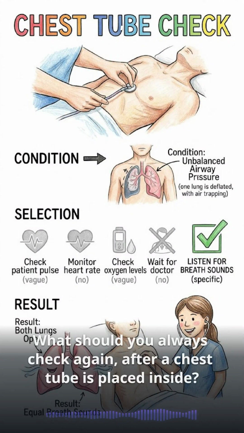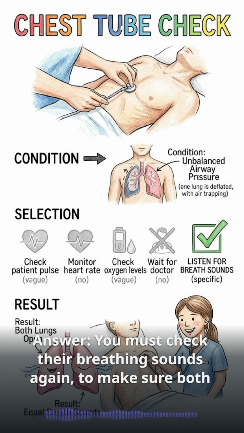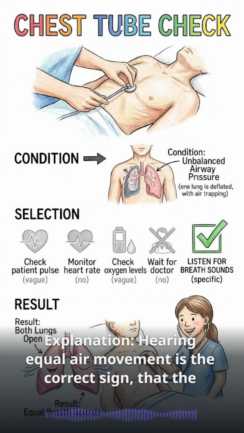71. What should you always check again after a chest tube is placed inside? You must check their breathing sounds again to make sure both lungs work. Hearing equal air movement is the correct sign that the chest tube is helping them.